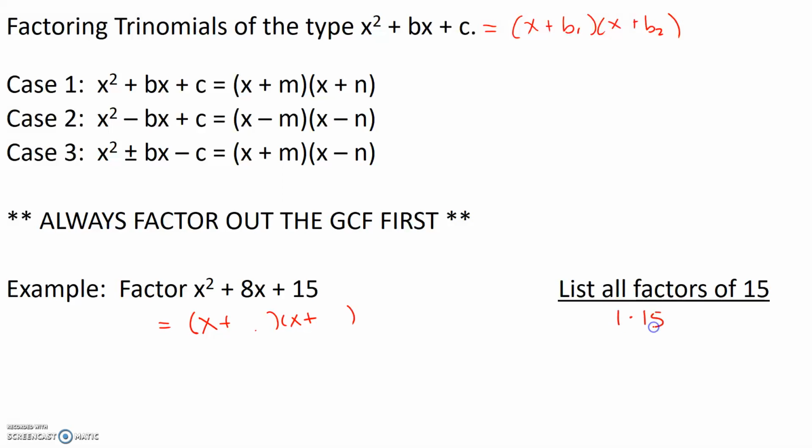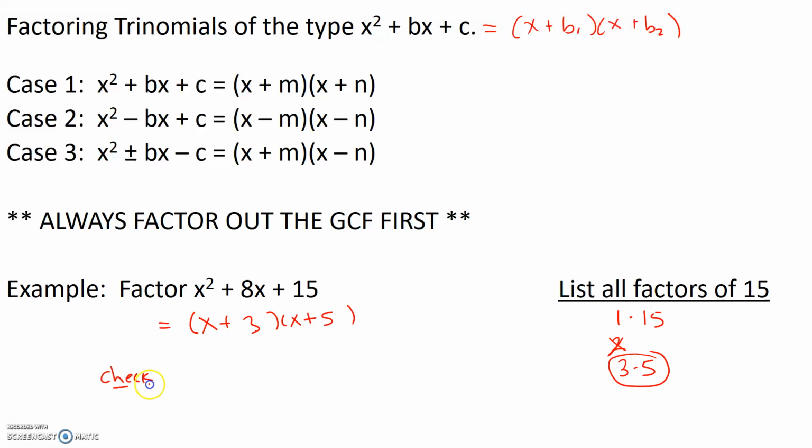So there's 1 and 15. 2 does not go into 15. 3 goes into 15 5 times, and that's it. The factors of 15 are 1 and 15, 3 and 5. We also know that these numbers that multiply to 15 must add to 8. So the factor pair we're going to choose is 3 and 5, which means our answer will be x plus 3 times x plus 5.